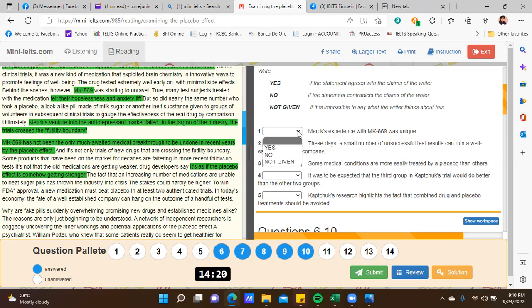What's the answer? What's the answer based on what you read there? Listen, you guys. Not given. Wait. It has not been the only much-awaited medical breakthrough to be undone in recent years. Not given.